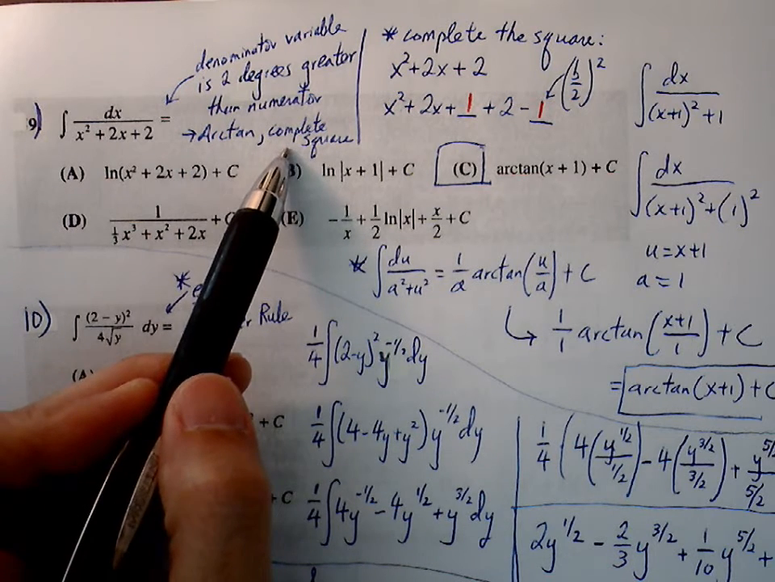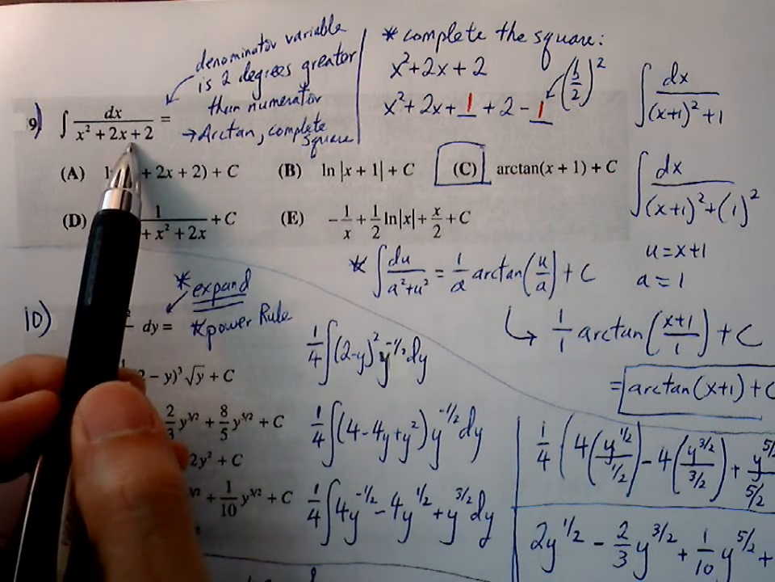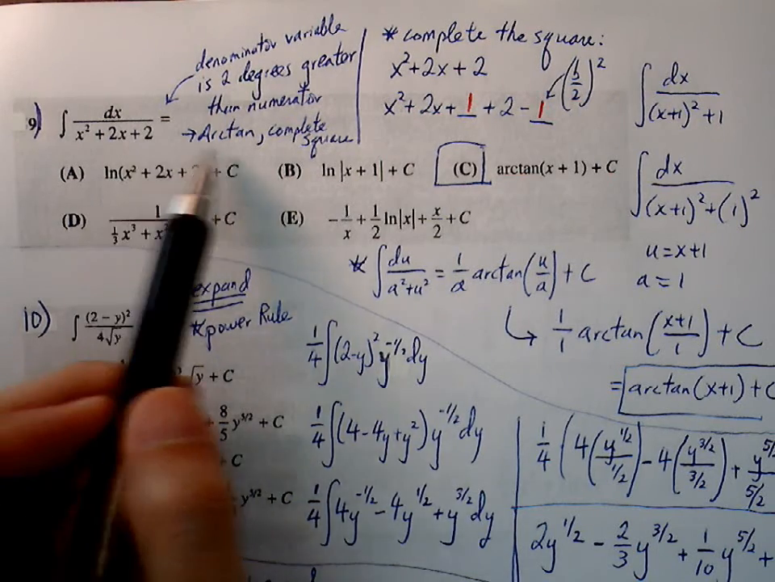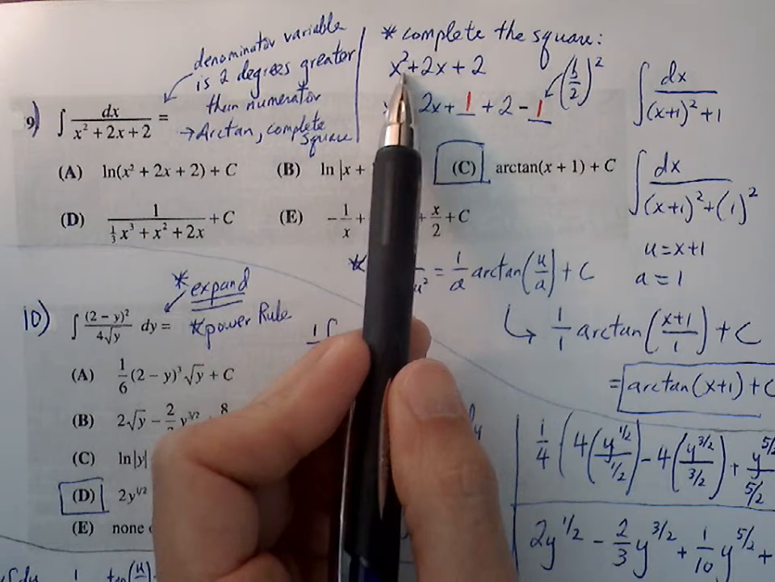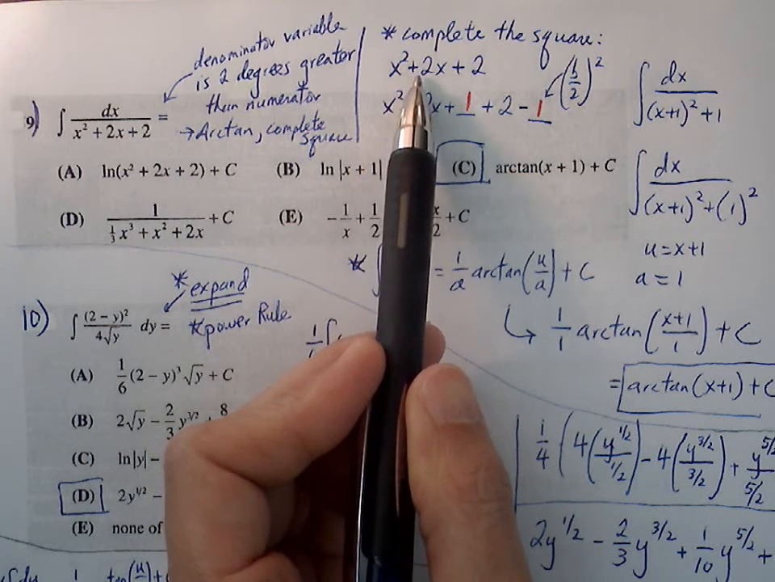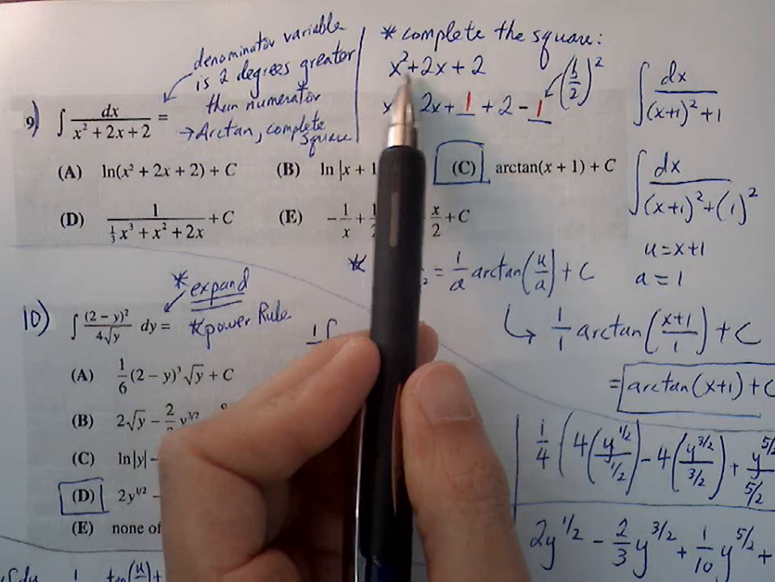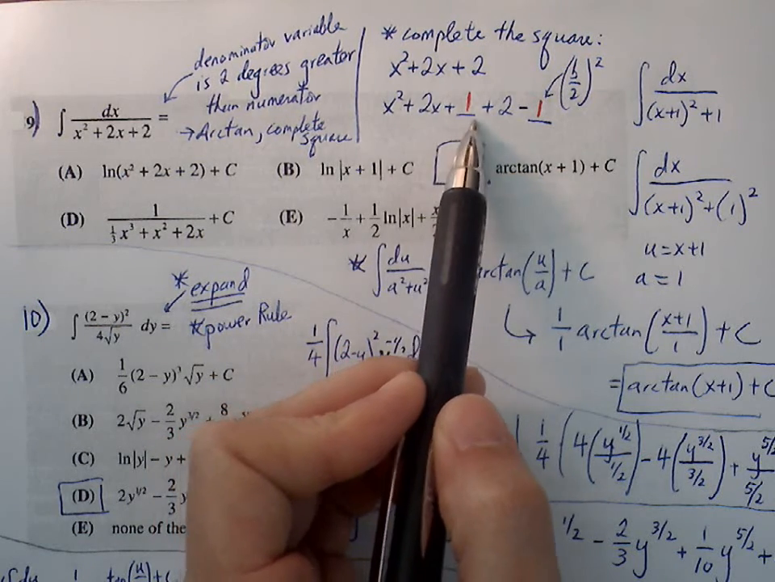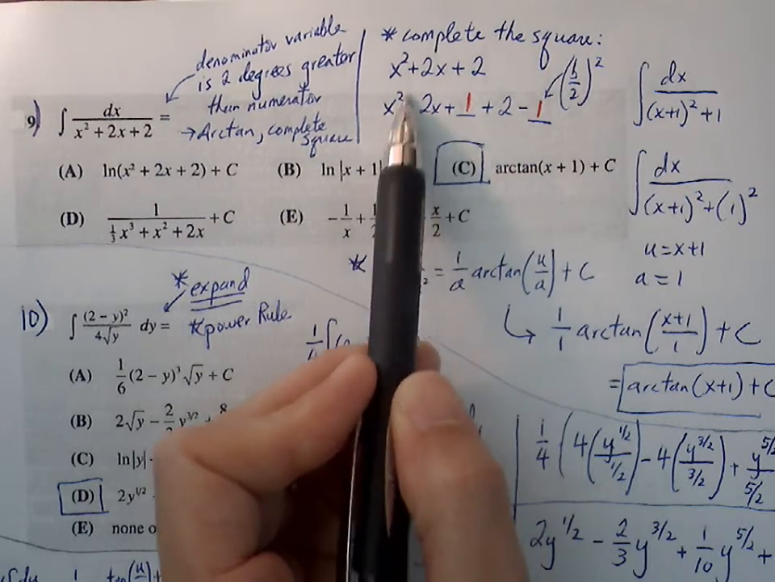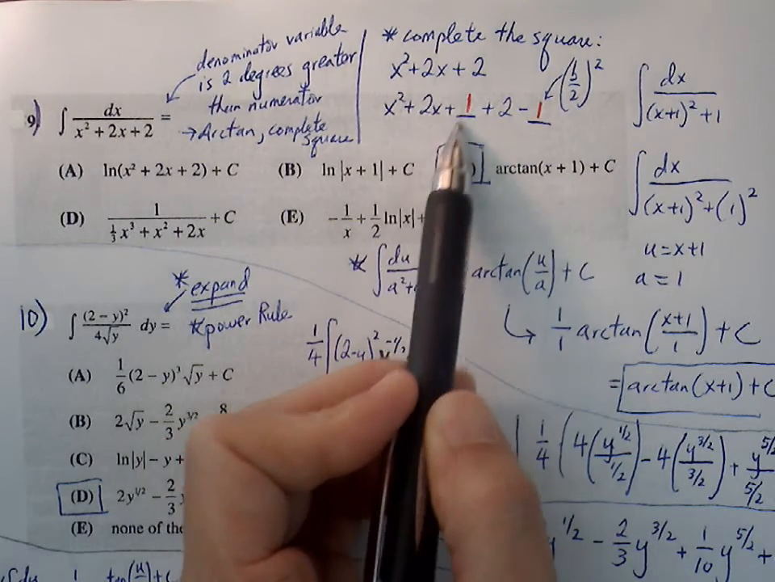But we have to complete the square to get our parentheses to show up, so that we can find our u value and our a value. So to complete the square, we're going to try and create a situation where we can get a trinomial to factor nicely. So x squared plus 2x plus blank plus 2 minus blank. So we're trying to figure out what will cause these three to factor nicely.